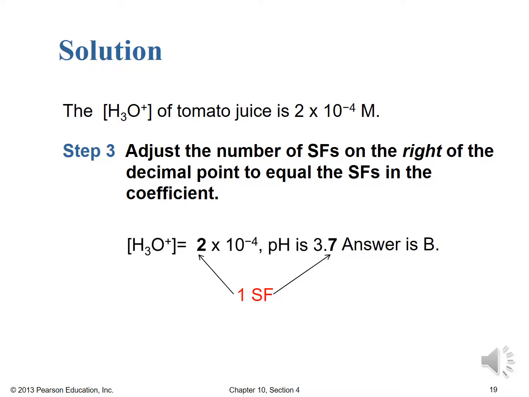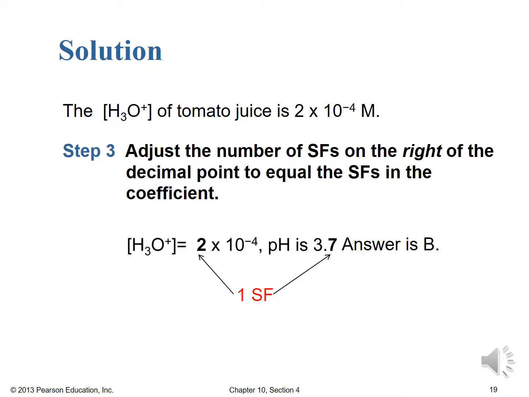Okay, now finally we're ready to adjust the value for sig figs. So we have 1 significant figure in the coefficient and therefore 1 decimal place of significance in our pH value. And if you do that correctly, you should find the pH is 3.7, answer B. Now, of course, only choice A and B made any sense because we knew that with a value of 2 times 10 to the minus 4 molar H3O plus concentration, we're greater than the 1 times 10 to the minus 7 molar H3O plus concentration for neutral solutions at 25 degrees Celsius. So choice C, that 10.3, that basic pH, made no sense.